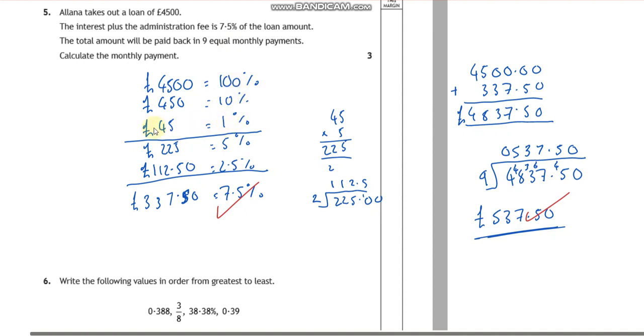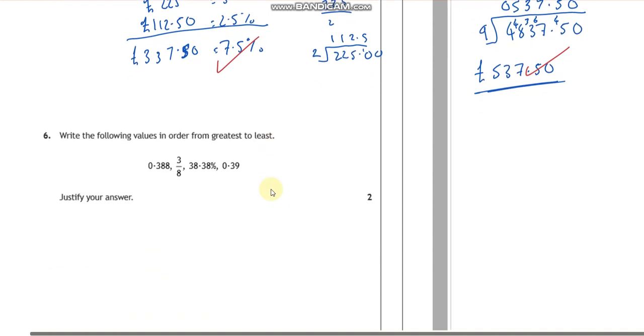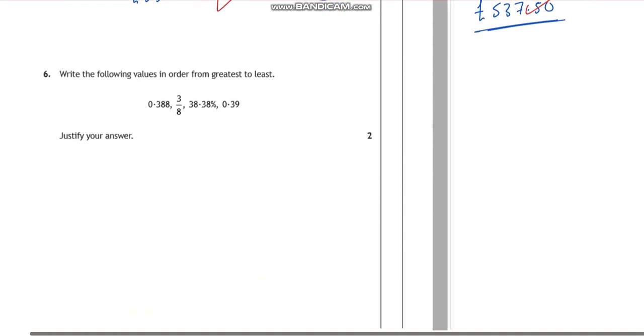Start at 100, work down. Once you know 1, it's quite easy to work out anything. You can times it by 5, you can times it by 2.5, or you can work along with that. And just watch out with your decimals, make sure everything's in a line, and you're taking your time with that as well. Let's try question 6 while we're here.